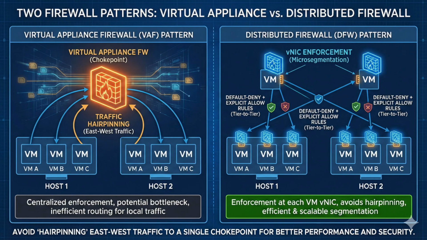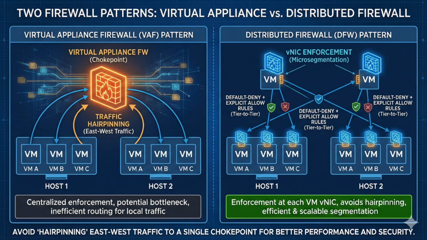The second pattern, and the one that directly solves VM to VM control on the same host, is a distributed firewall. In a distributed model, enforcement happens right at each workload's virtual NIC. For example, NSX Distributed Firewall can enforce firewall functionality directly at a VM's VNIC and supports a microsegmentation model where east-west traffic can be inspected close to line rate.